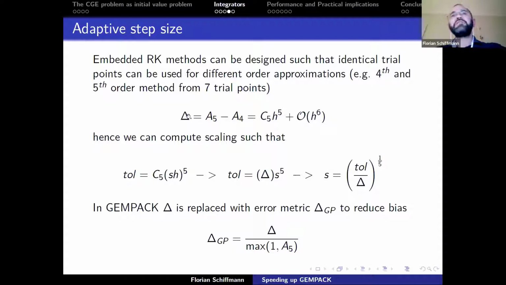In GEMPACK, we don't just use the difference because we can have some terms in the millions and some terms of the order 1, so the million terms would completely dominate. So we define an error metric: if anything is larger than 1, we take the relative error. For things that are smaller than 1, we simply take the absolute error. And we plug that in here. That is just for information. When you use the method, the tolerance works on the error metric.